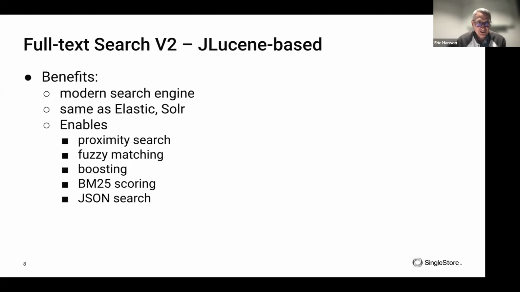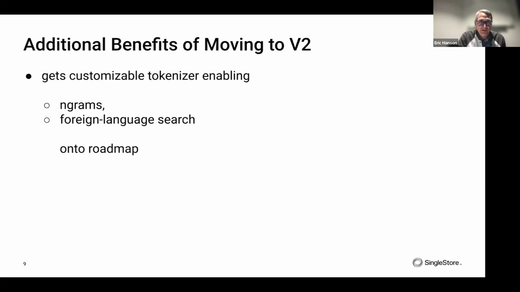Fuzzy matching, which is like being able to find misspelled words and that kind of thing. Boosting, where you can give more importance to certain terms. BM25 scoring, which I'll say more about, is a modern scoring algorithm that's better than the TF-IDF model that we previously used. And JSON search as well. So now we allow you to search on JSON documents directly. You don't have to convert your JSON to text and just search that.